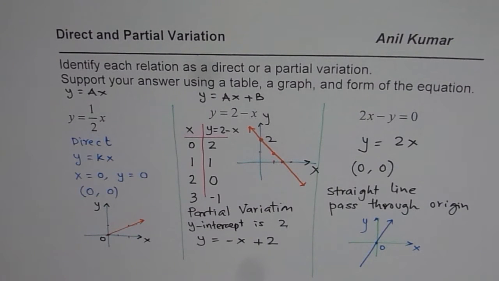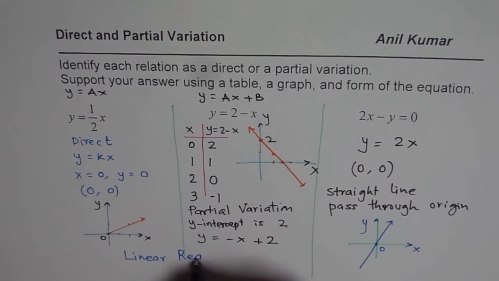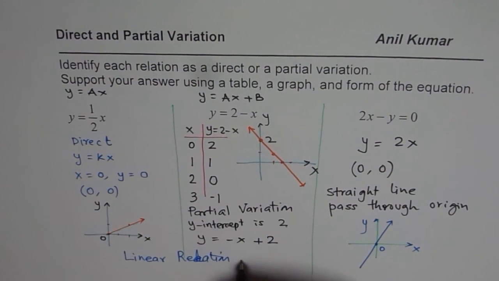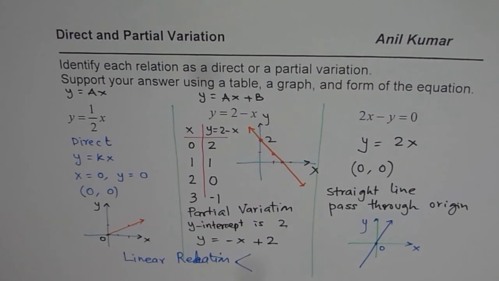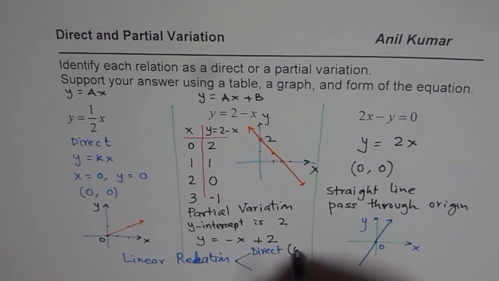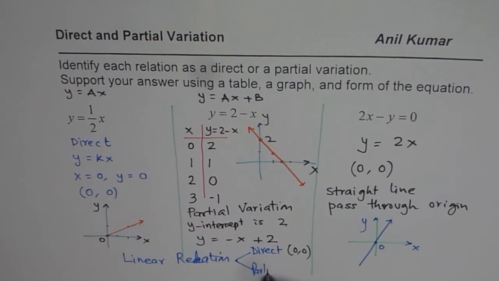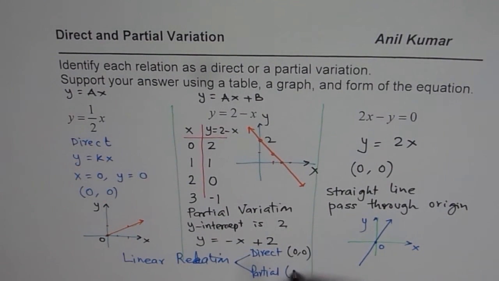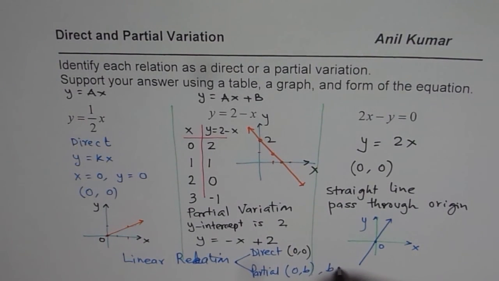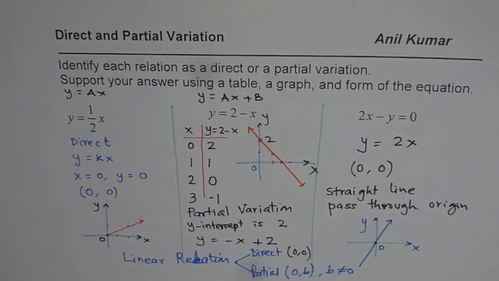Now remember, whenever we're talking about direct variation, we are looking into a relation which is linear. So it's a linear relation, and if it goes through the origin, it is direct. If it's linear direct variation, then the point (0, 0) is on the graph. But if it is partial, then the graph will have a point (0, b) where b is not equal to 0. So it will have a y-intercept which is not at the origin but somewhere else. In that case, it is going to be a partial variation.